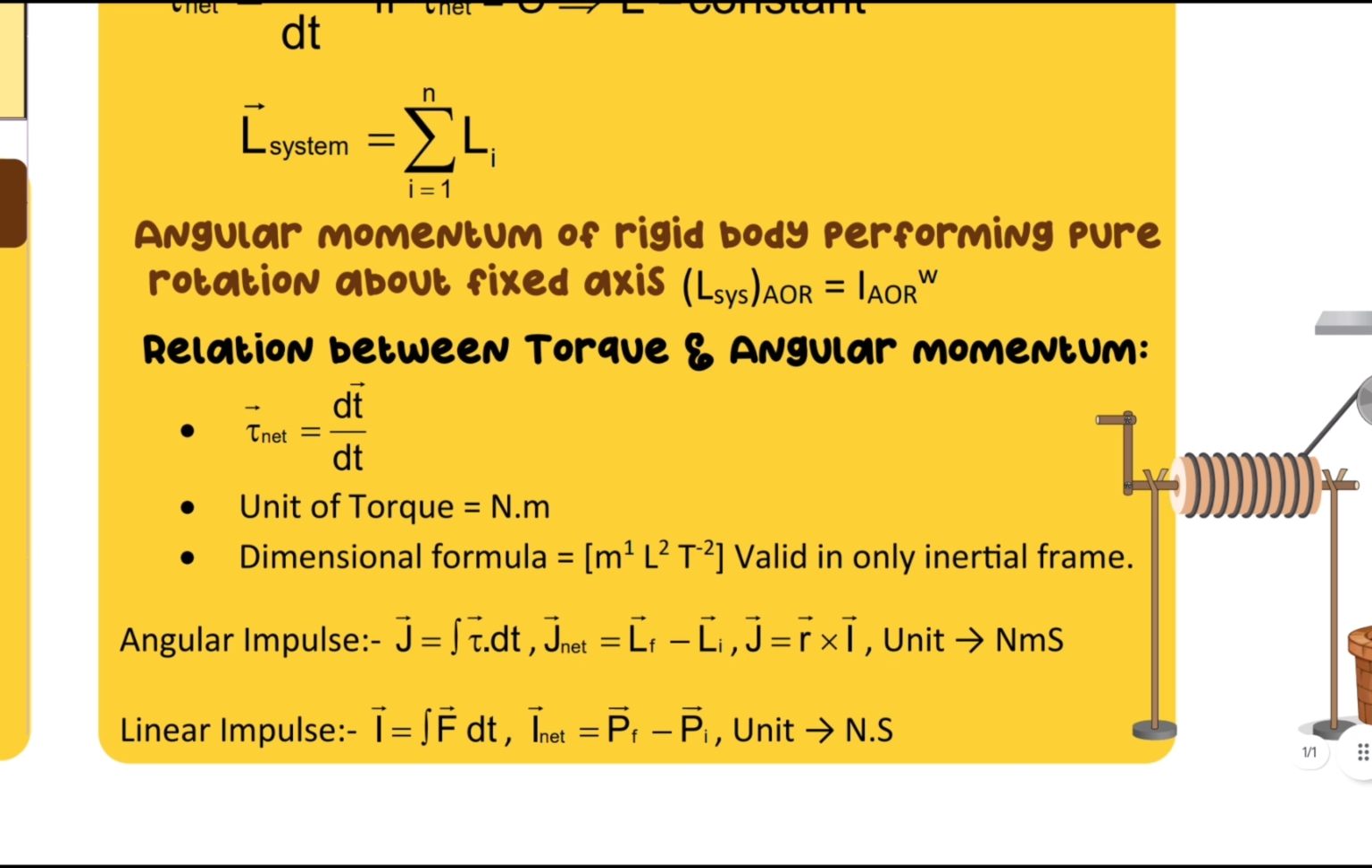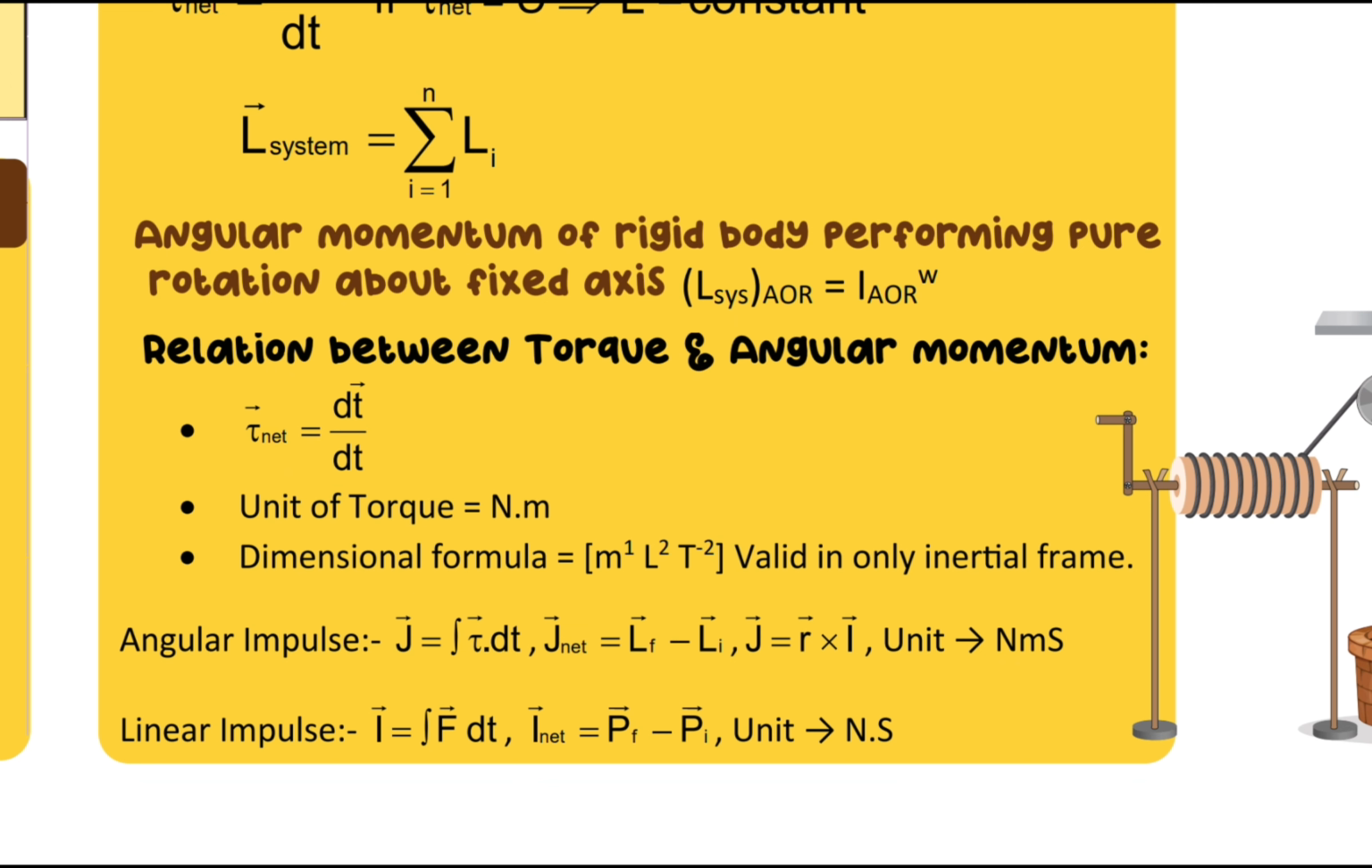Relation between torque and angular momentum. Net torque is equal to dL by dt. Unit of torque is Newton meter. Dimensional formula equal to M L square T raised to minus 2. It is valid only in an inertial frame.